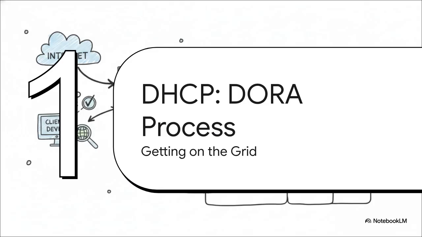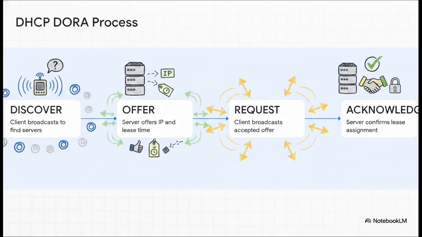Moving right along to Section 2, DHCP, the DORA process. Getting on the grid. Let's look at the fascinating four-step communication dance that happens in mere milliseconds after you plug in a network cable. It's called DORA. First, discover. Your client device has no IP, so it basically shouts a broadcast to the entire local network saying, hey, are there any DHCP servers out there?